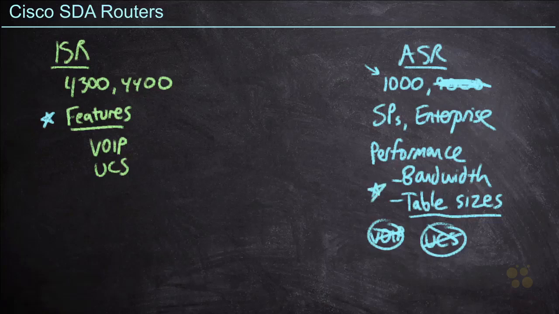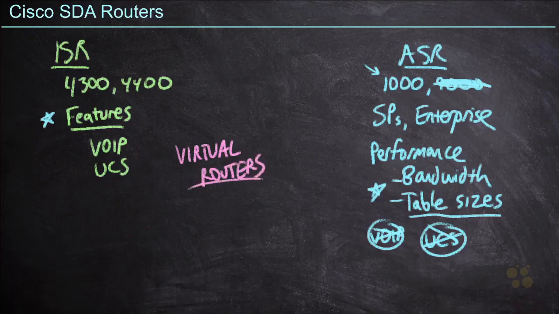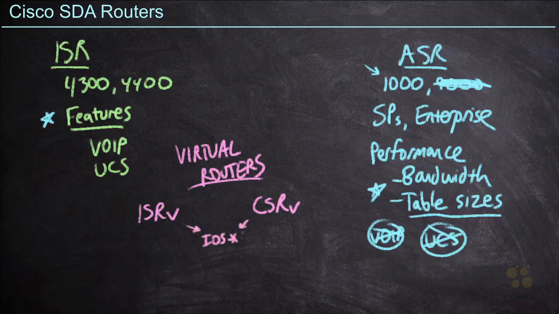However, the options do not end there, because we live in a world of virtual routers. And so Cisco also has platforms that we can deploy in the virtual space. And specifically, they have two different platforms they support as part of an SDA fabric. For one, the Integrated Services Router virtual, or ISRv, and the Cloud Services Router, which is the CSRv. Now, what's interesting about these two virtual routers is that they share a feature set from a software perspective. They both run IOS XE, and so they're going to have a lot of the same features.